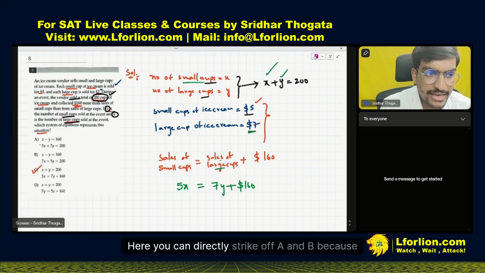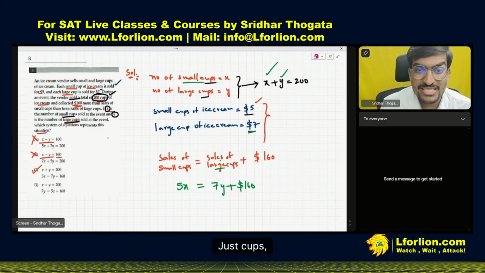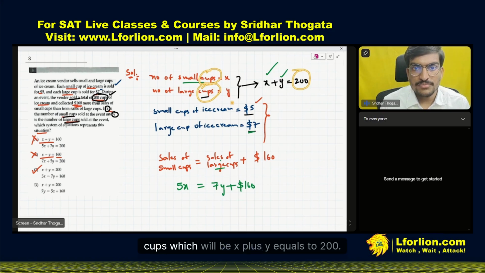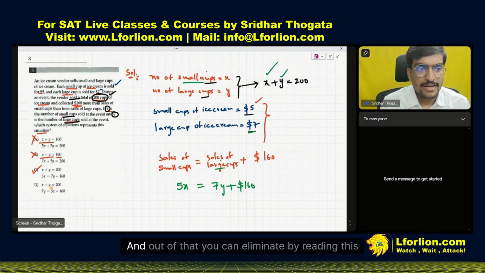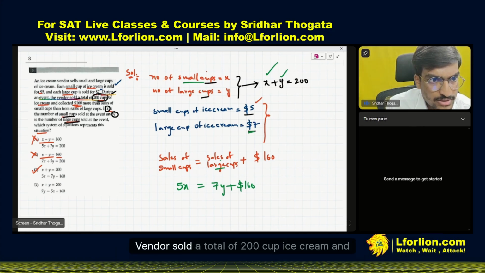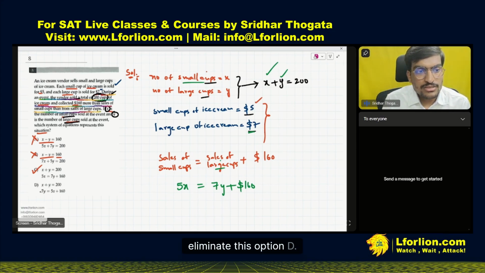Here you can directly strike off A and B because it's definitely not X minus Y equals 160. It's just cups, which will be X plus Y equals 200. So it's purely option C or D. Out of that, you can eliminate by reading this sentence: the vendor sold a total of 200 cups of ice cream and collected $160 from the sales of small cups more than from the sales of large cups. So you can eliminate option D.